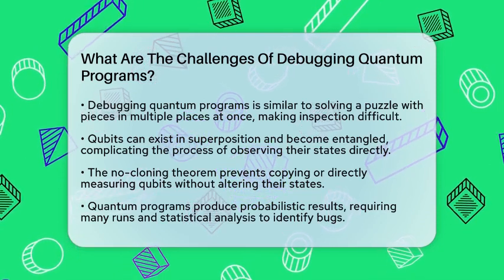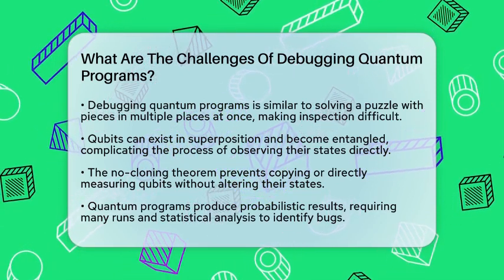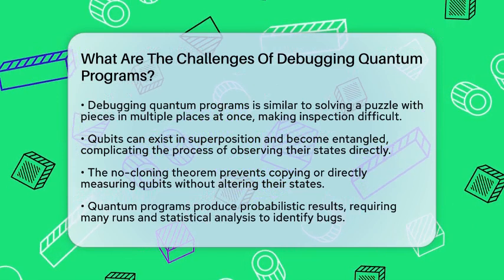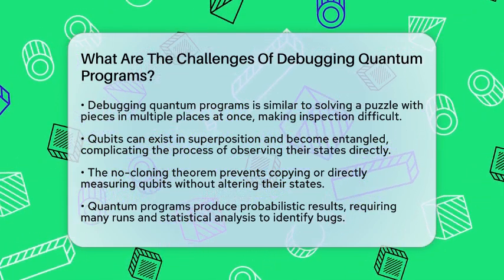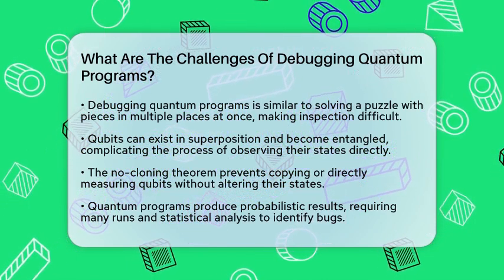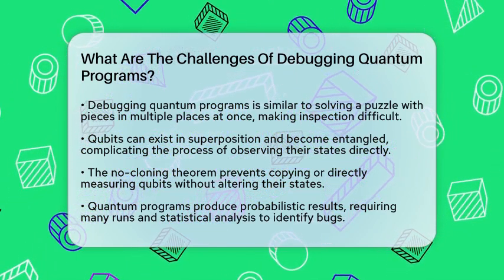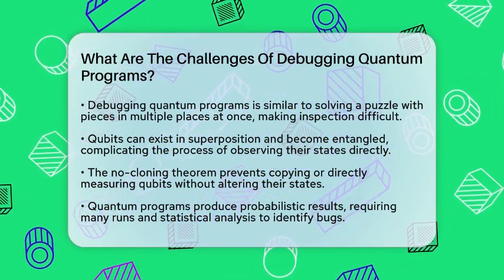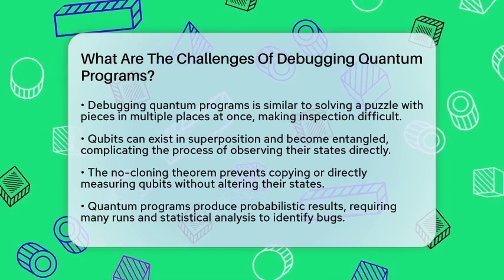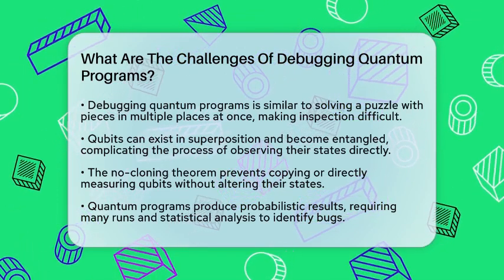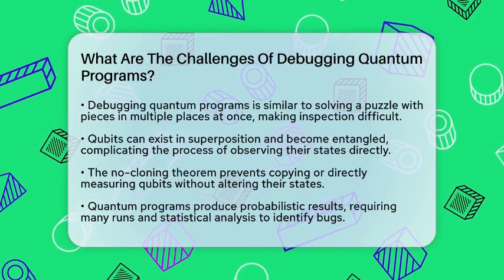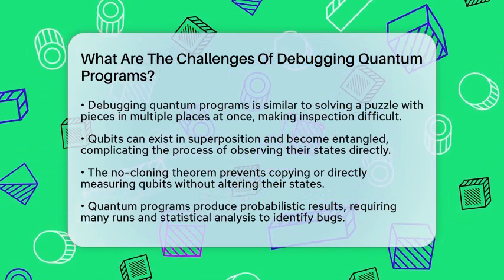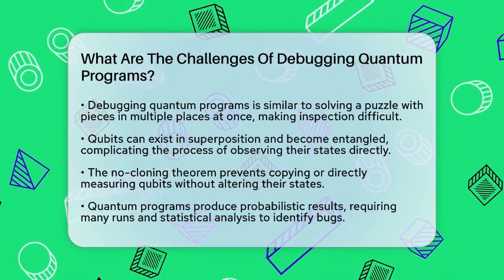Quantum programs run on qubits, which can exist in superposition and become entangled with each other. Because of the no-cloning theorem, you cannot copy or directly observe the state of a qubit without changing it. This makes inspecting the intermediate steps of a quantum program very tricky. You can't just pause and look at the data like in regular software. Instead, you have to rely on indirect methods, which can be less precise.